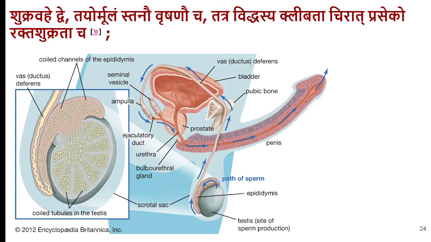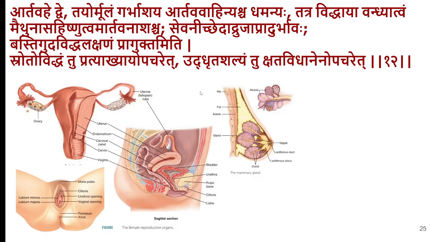And then vrishana, the whole mechanism of formation of the semen and then ejaculation, that we have also discussed: the formation of the semen in the testicles, storage in the seminal vesicle, and then ejaculation. So these are the two components of the Shukravasa Srotas. Tatra viddhasya klibata chirat prasekah rakta shukrata. If their functions are impaired, that can result in impotency or abnormalities of fertility.